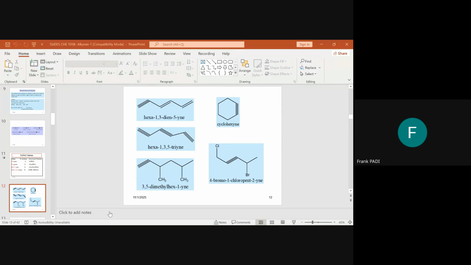It's 1-3, hexa-1, correct. Then 3-5 diene. No, 5, because we are counting from the right side now. The triple bond is never on the 5th, it's on the 1st. You start from the right. Starting from the left, you can never say that, because there's a triple bond on the left.